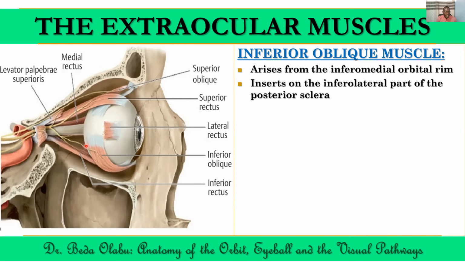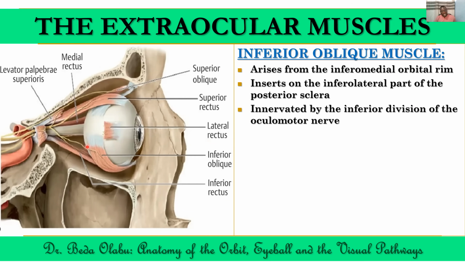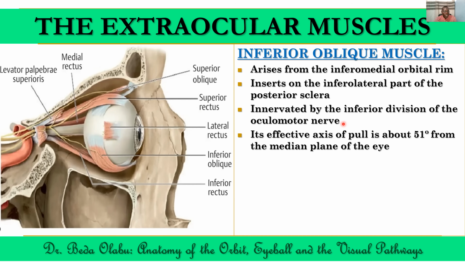And that is why, again, its contraction will pull the posterior part medially, and so the anterior part, the pupil, goes laterally. That's why it will cause abduction, just like superior oblique. The inferior oblique is innervated by the inferior division of the oculomotor nerve. The effective axis of pull is similar to that of the superior oblique.